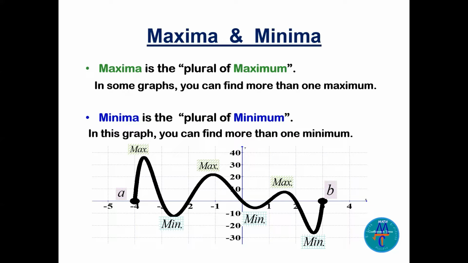Now we go to the maxima, which is the plural of maximum. If we have more than one maximum, we say maxima. In some graphs, you can find more than one maximum. Minima is the plural of minimum. In this graph, you can see here more than one minimum, more than one maximum. See, there's a graph here between A and B. There is a max here, there is a max there, and there is a max there. I will explain in details now. There is a minimum here, there is a minimum here, and there is a minimum here. Each one is different.